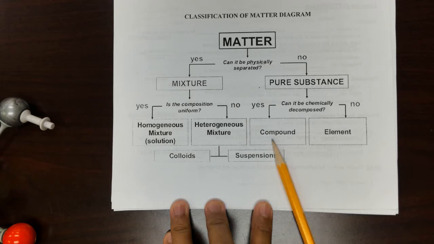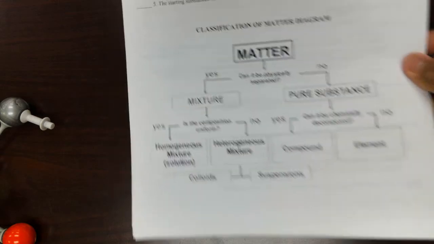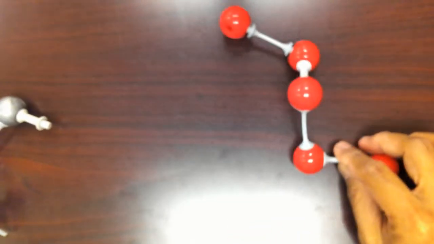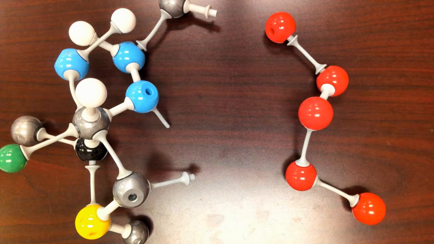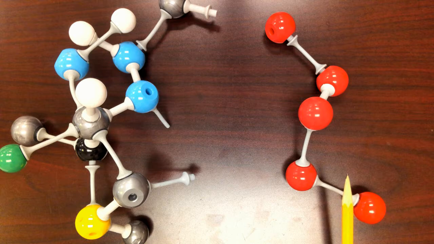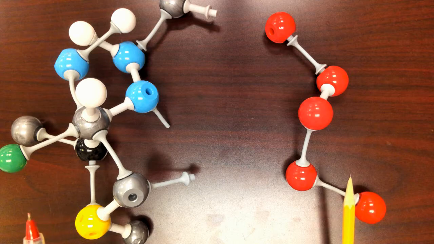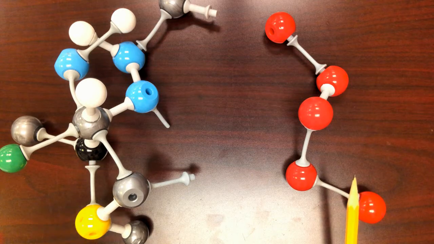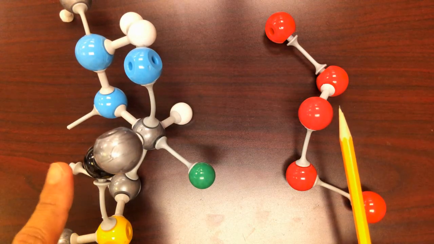So let's stop right there and let me show you a molecular model of an element and a compound, and I want you to make your observation. Let me put this away, and let me show you this and this one. Okay? So I hope that my molecular models are clear on your end. The one that is in red is considered an element, and the one that has a lot of colors is considered a compound.